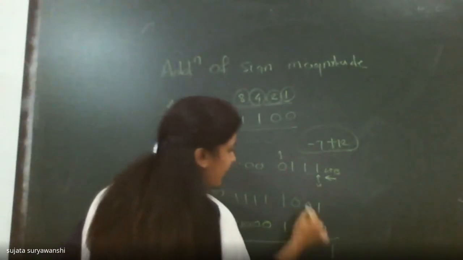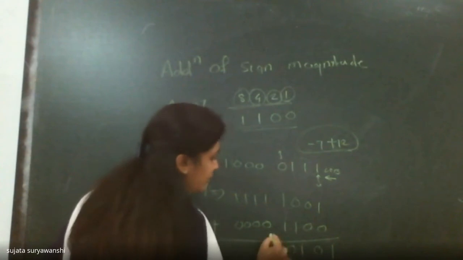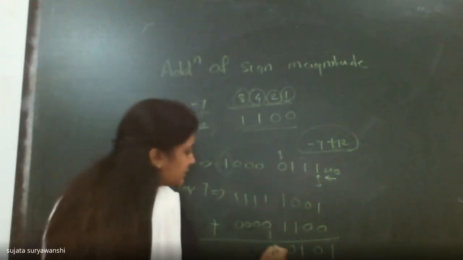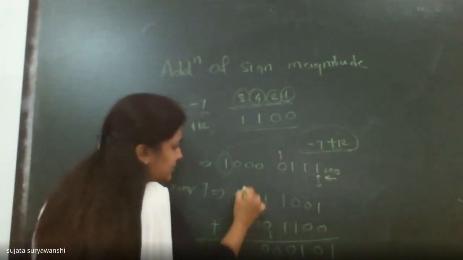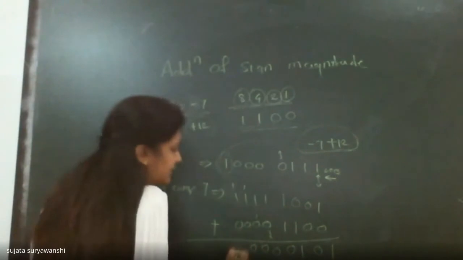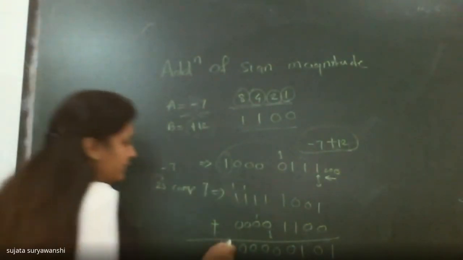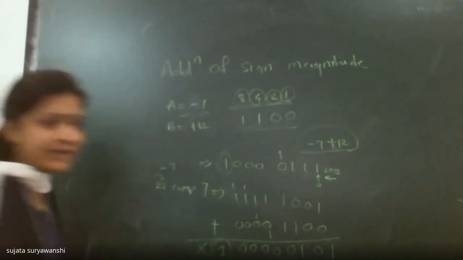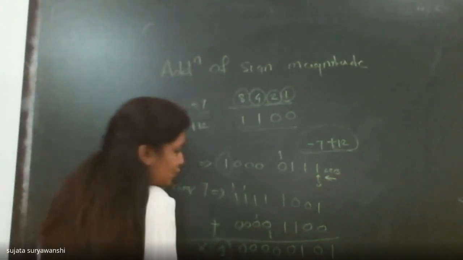1 plus 0 is 1, then 0 plus 1 is 1, 1 plus 1 is 0, here a carry is generated. Again 1 plus 1 is 0, carry is generated, 1 plus 1 is 0, carry is generated, and here 1. If a carry is generated at the third nibble, then just discard that carry. Your answer is only these two nibbles.